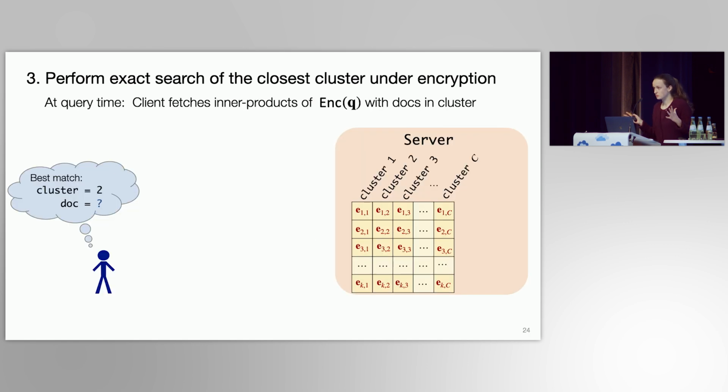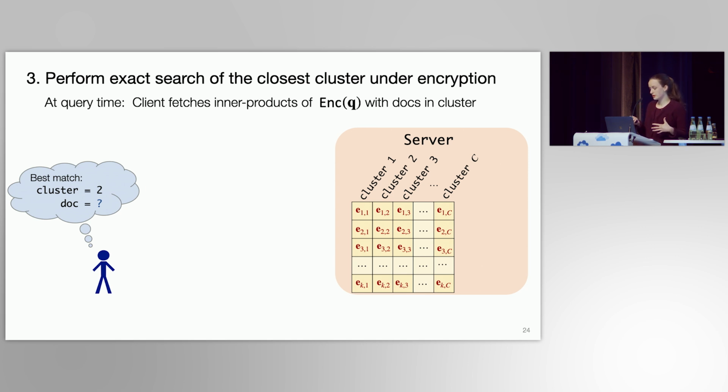So now what we can do is have our server construct a really large search index matrix. The number of entries in this matrix is going to be the number of documents in our corpus. Our server is going to arrange this matrix so that column i contains all of the embeddings for documents in cluster i.